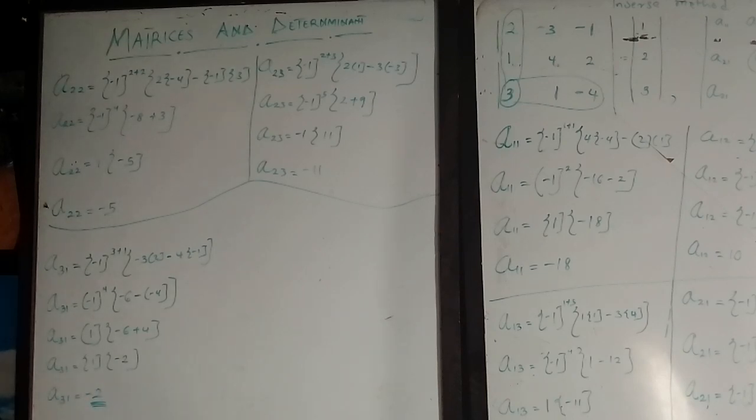So do we understand? Our A31 will give us minus 2. So let's move forward to A32.